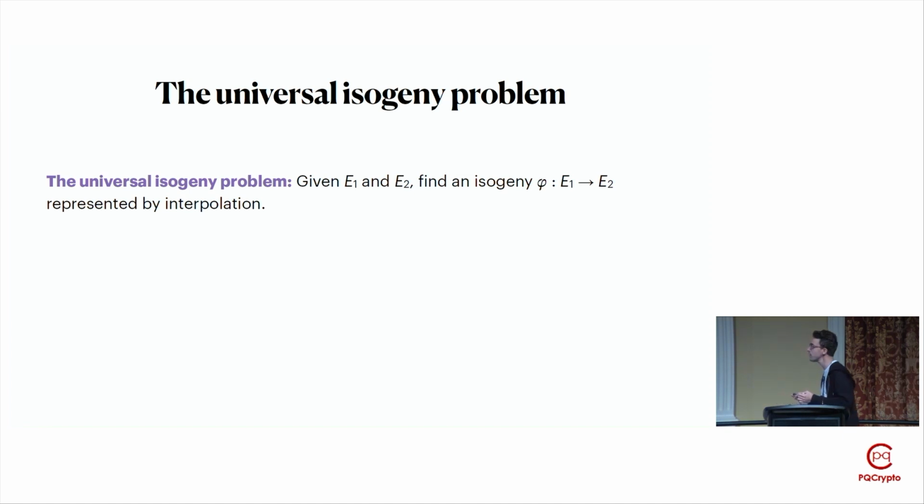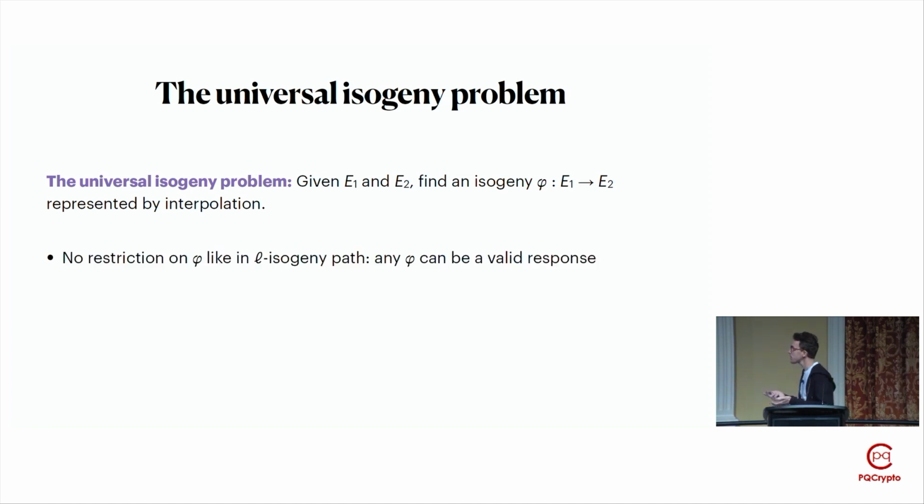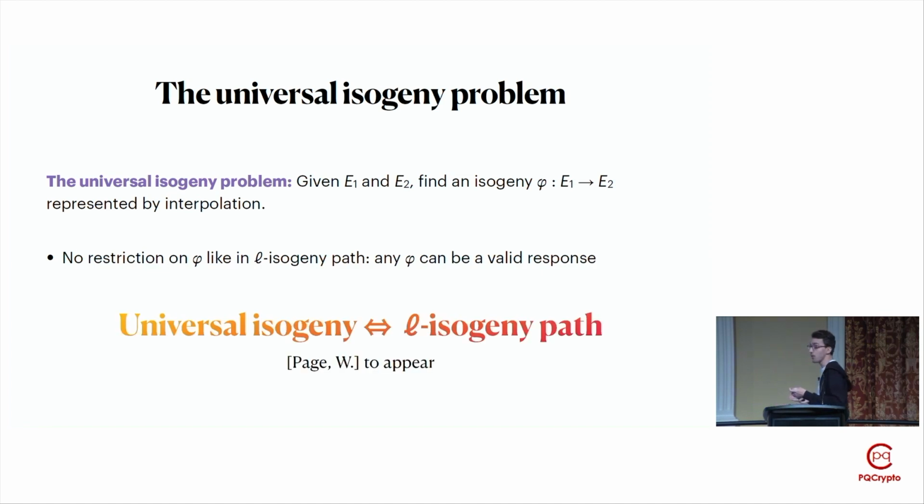And you may be concerned, have we made the problem easier? It's possible, right? Because the L-isogeny path problem was asking you to find not any isogeny, but an isogeny that has strong structure. It must be an L-isogeny path. And here it's saying, well, okay, any isogeny will do. It's probably easier. So the good side of that is that, of course, it's more natural. You don't have artificial restrictions on the isogeny you're asking for. And also, it turns out that it is equivalent. The universal isogeny problem is equivalent to the L-isogeny problem.